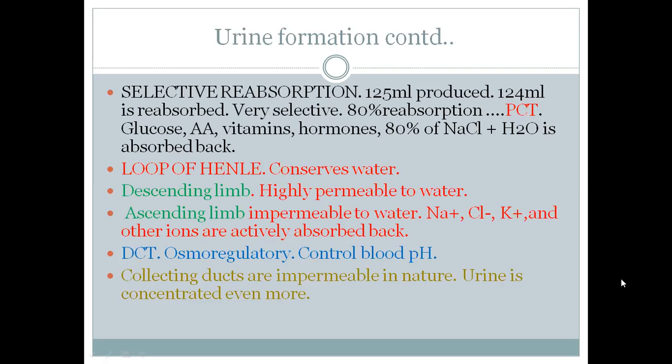Urine formation, as we have already discussed previously, is made up of three main processes: pressure filtration, selective reabsorption, and the secretory function of the tubules, that is, tubular secretion. We have already studied glomerular filtration. Today we will be completing selective reabsorption.